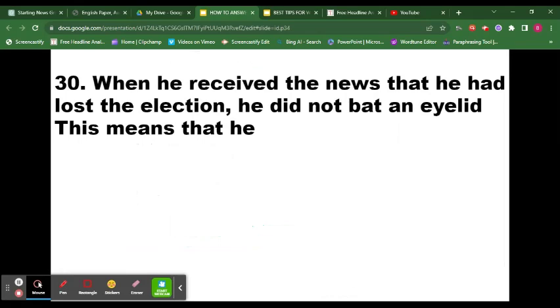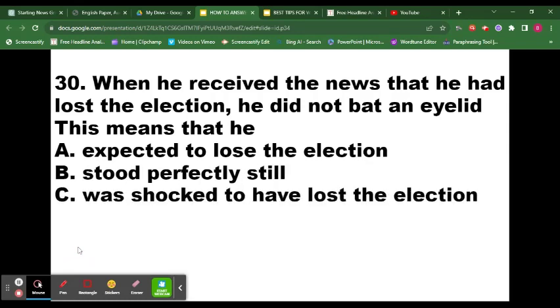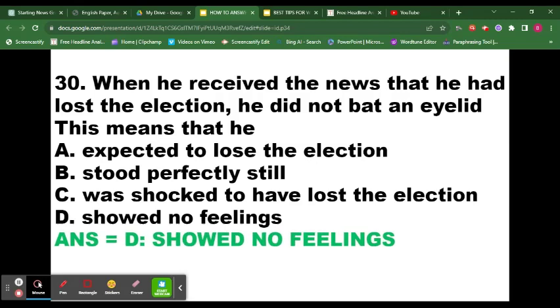Question 30, when he received the news that he had lost the election, he did not bat an eyelid. When you do not bat an eyelid, you do not express any feeling. You are not moved. You are unruffled. This means that A, he expected to lose the election. B, stood perfectly still. C, was shocked to have lost the election. D, showed no feelings. Of course, the answer is D, showed no feelings. It didn't indicate that he was surprised or that he was unhappy.